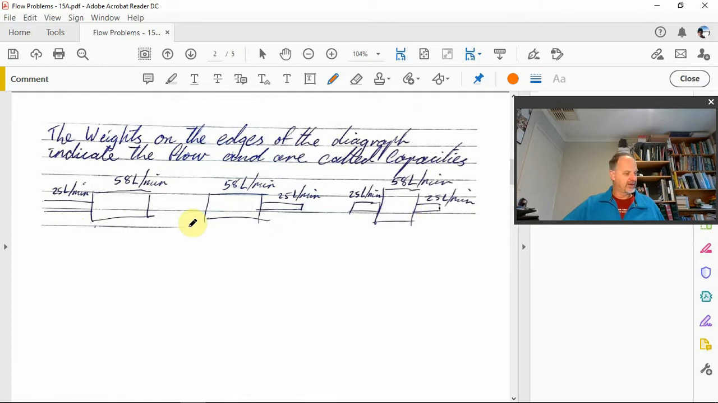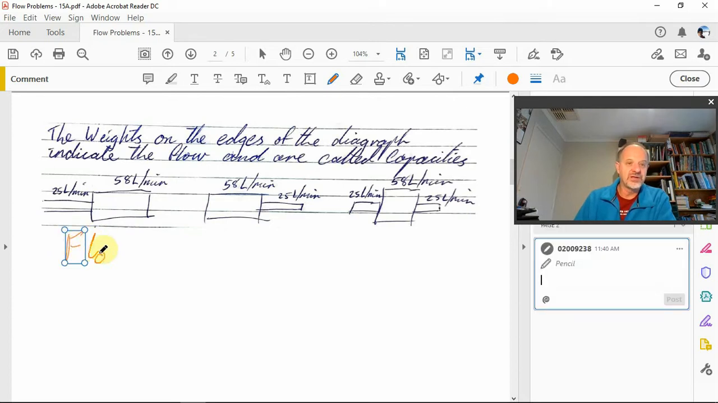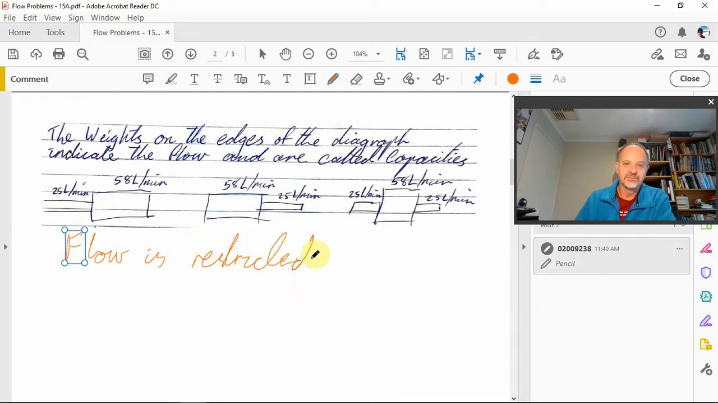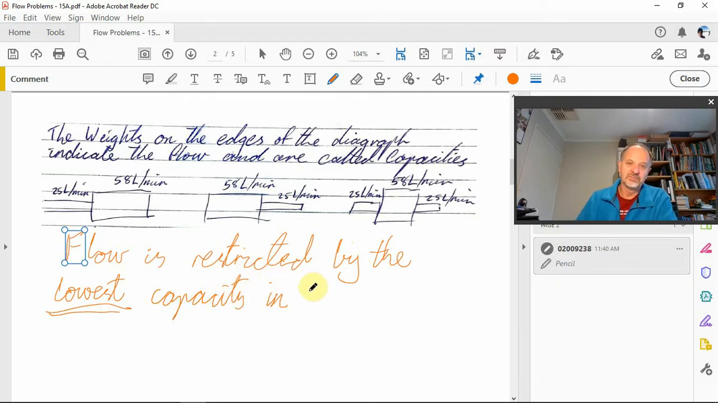All right, and there's a few different arrangements. Because you can see there are different arrangements and different capacities, our flow is restricted by the lowest capacity in the sequence, or pathway. That's probably a better way of putting it.